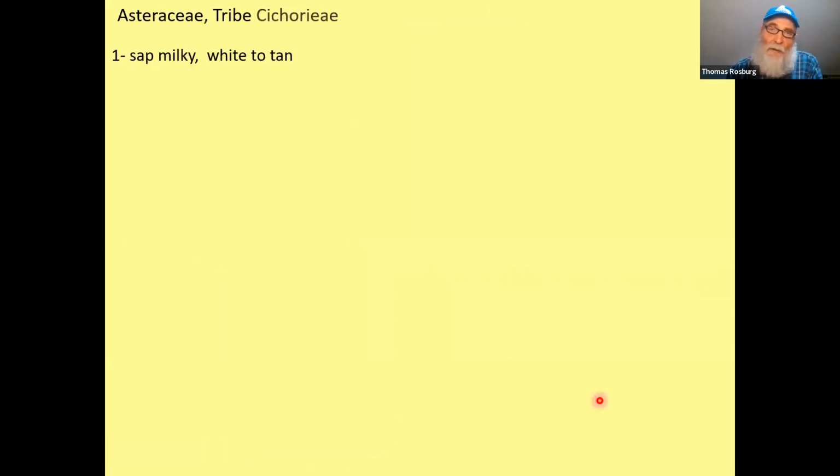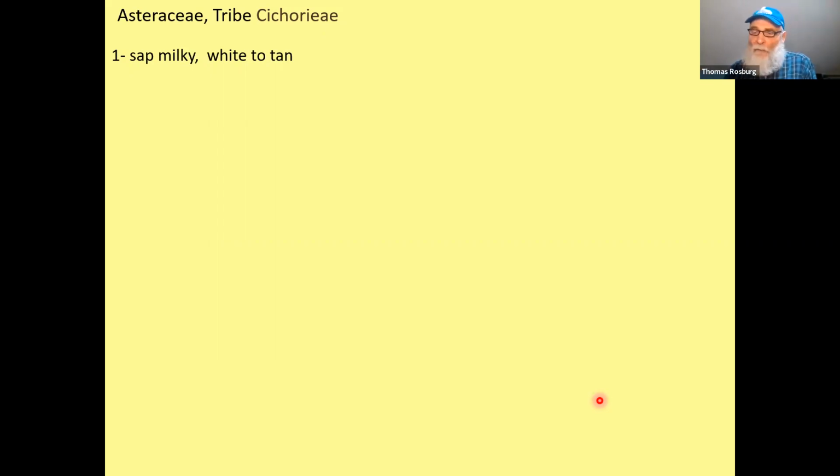Okay, so let's take a look at this tribe. The term tribe is a taxonomic level that sits between the level of family and genus. In big families like Asteraceae, with just a huge number of species and genera, it's very helpful to have these extra taxonomic levels, such as a tribe, to help organize all of the genera into smaller groups. Cichorieae is the name of the tribe that we're dealing with here.